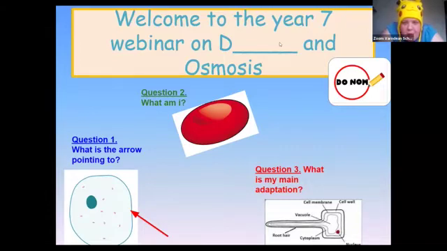So what am I? Am I a palisade cell? Am I a red blood cell? Am I a sponge? Little link back to last week. Or am I a nerve cell? I did nearly put SpongeBob SquarePants, but I'm aware that caused some controversy last week, so I didn't. I'll give you a few more seconds longer.